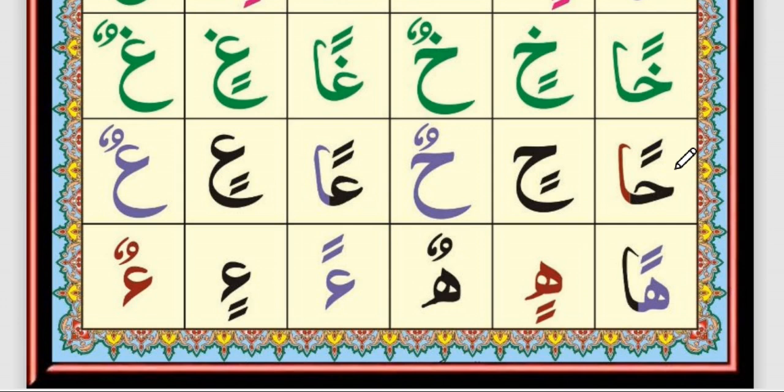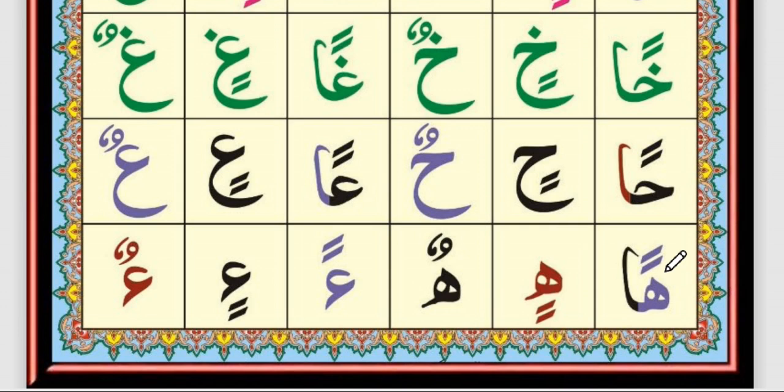Ha, two zabar, han. Ha, two zer, hin. Ha, two pesh, hun. Han, hin, hun. Ain, two zabar, an. Ain, two zer, in. Ain, two pesh, un. An, in, un.